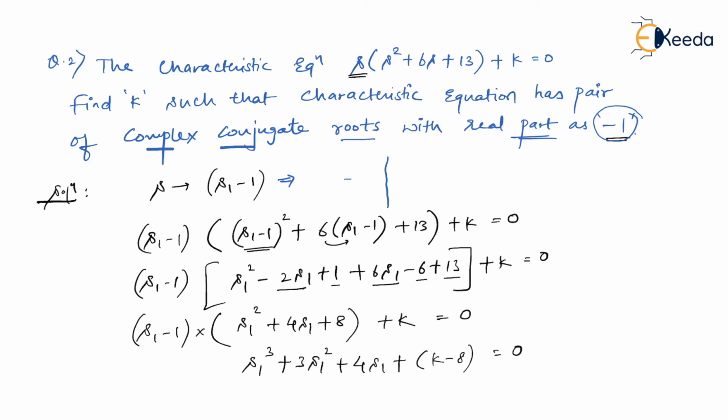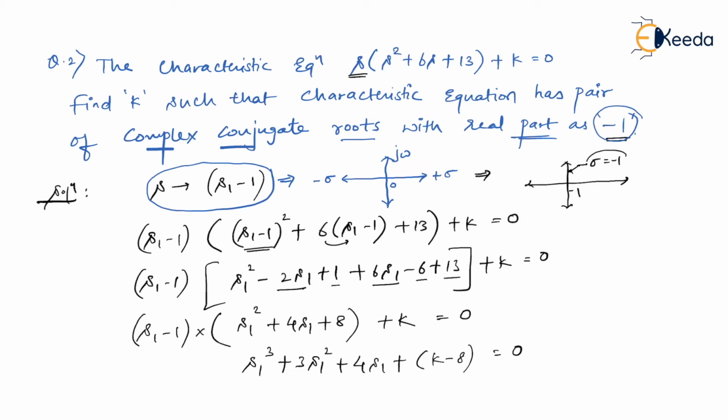Look at this. This is the original S plane, where j omega is present at, let's say, sigma equal to 0. By replacing S with S1 minus 1, you have already shifted your j omega axis to the left by 1 unit. So let me draw the modified S plane. It has been shifted to -1. So this is present at sigma equal to -1 already. I hope you understand my point.